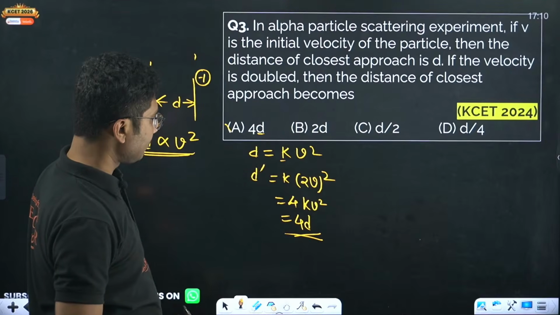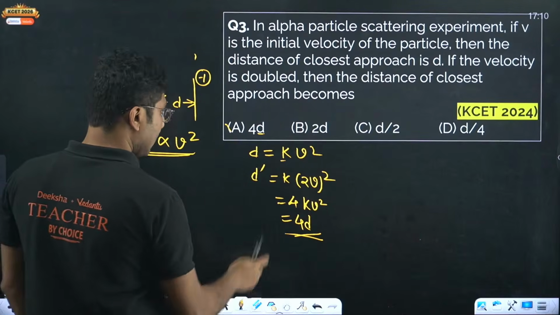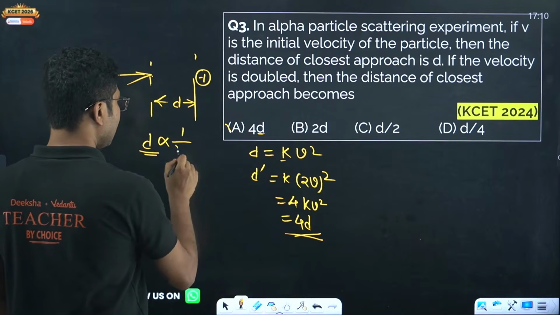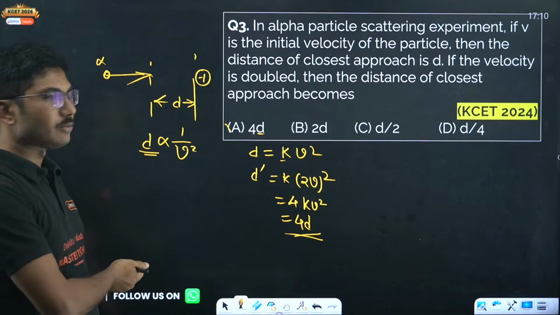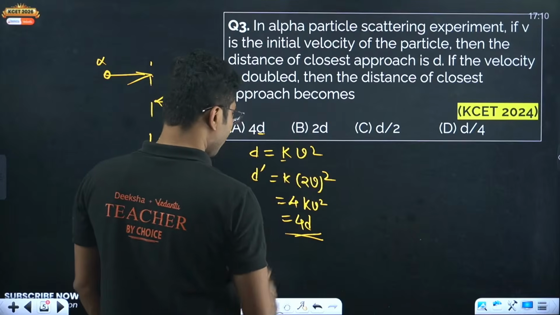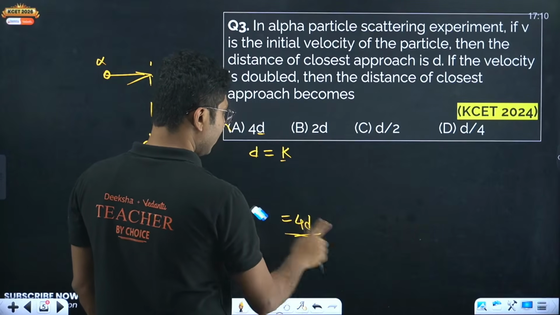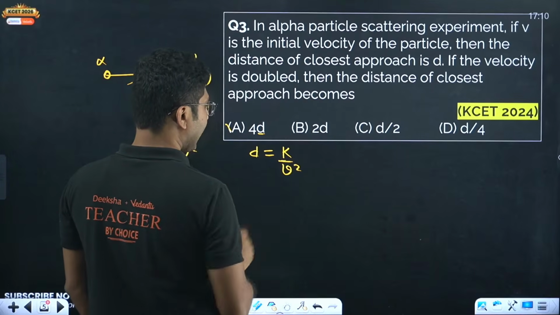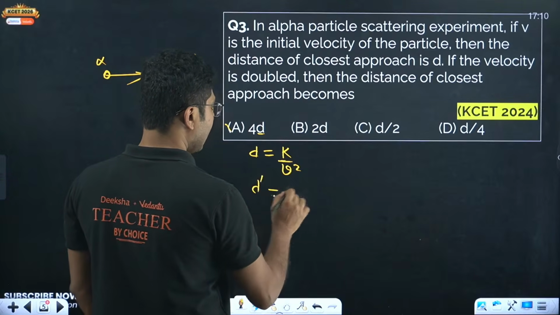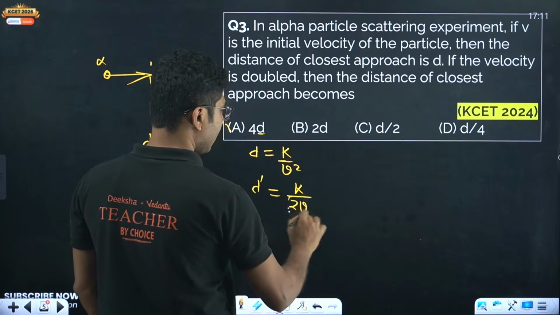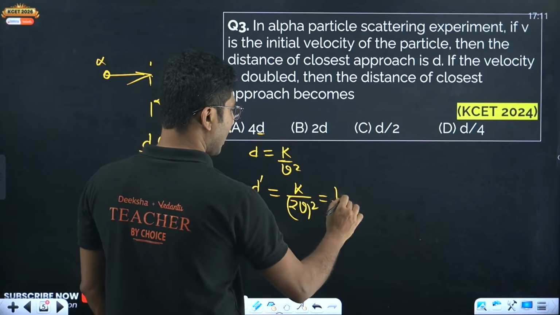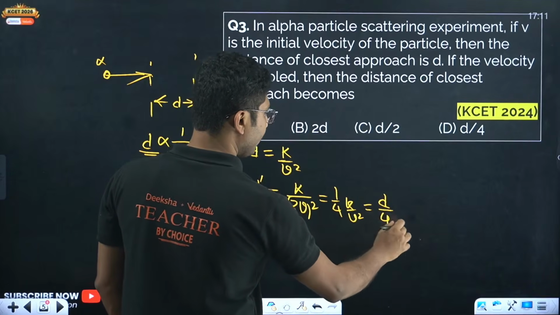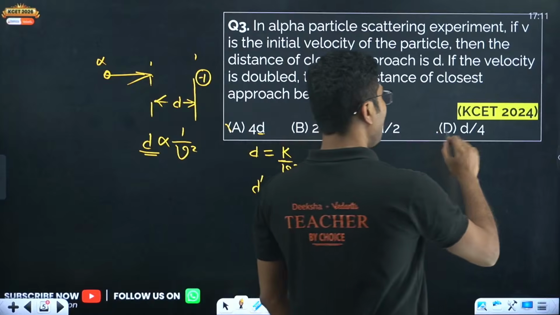I think I made some mistake. Yes. The mistake I have made is that higher the velocity, closer it will be. So higher the velocity, distance will be smaller. So it is inversely proportional. Sorry for that mistake. It will be inversely proportional to v square. So k upon v square. So d dash will be k upon 2v whole square, that is 1 by 4 k upon v square, that is d by 4. So if you increase the velocity, the distance will be 1/4.